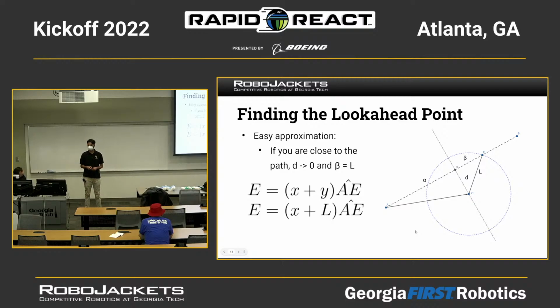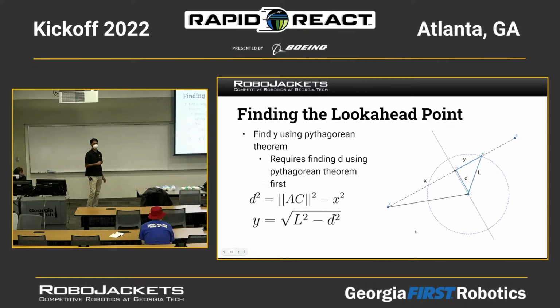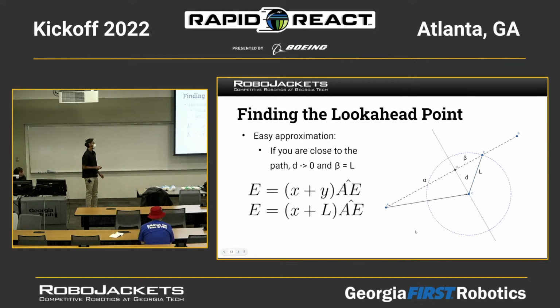So now we're going to make a simple approximation that's going to make your life a little bit easier. Remember, we just had to use the Pythagorean theorem twice, once to solve for D and once to solve for Y. But remember, the robot is in location C, which is not on the path. The closer the robot is to the path, the smaller the value of D gets.